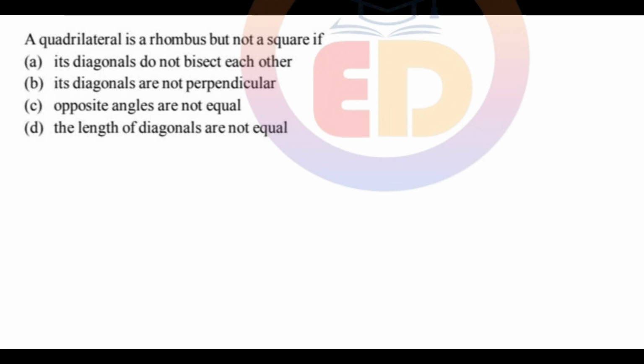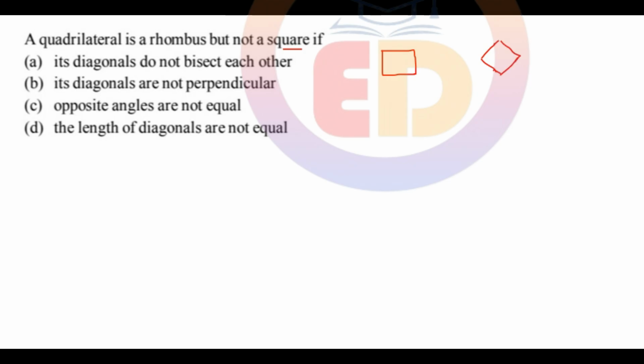Question says a quadrilateral is a rhombus but not a square. The options are given. Its diagonals do not bisect each other, its diagonals are not perpendicular, opposite angles are not equal, the length of diagonals are not equal. Let us understand the rhombus and square ones. A square and a rhombus.